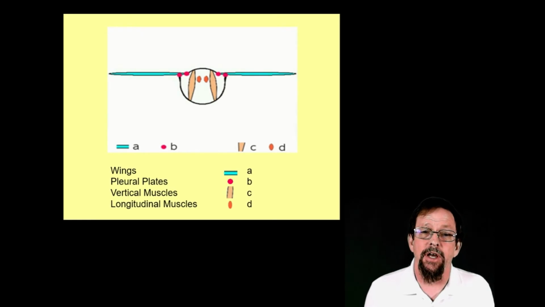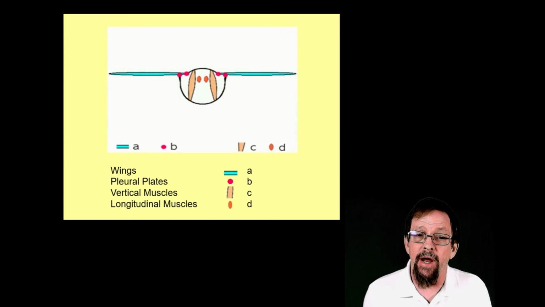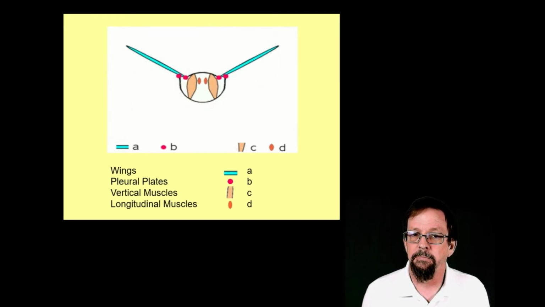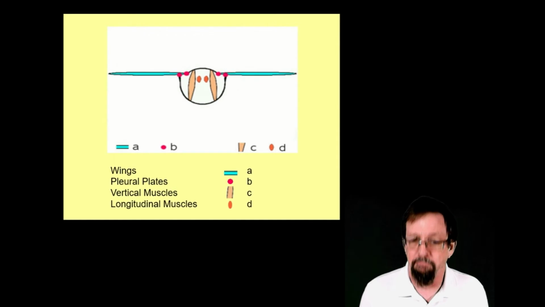So now we're going to discuss the rudimentary flight capabilities of a honeybee. In the diagram, the wings are shown in blue, the pleural plates are in red, the vertical muscles are in a tan color, and the longitudinal muscles are orange. Now, how this works is actually the muscles pull against the thorax and compress the thorax and decompress the thorax for actual flying, and the wings pivot on the pleural plates. And there you go.